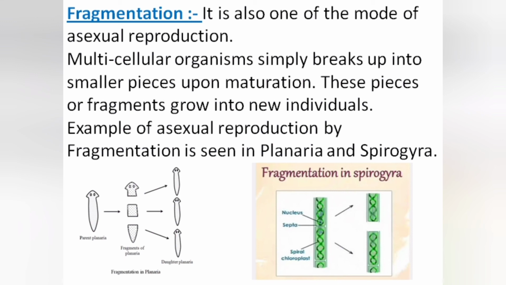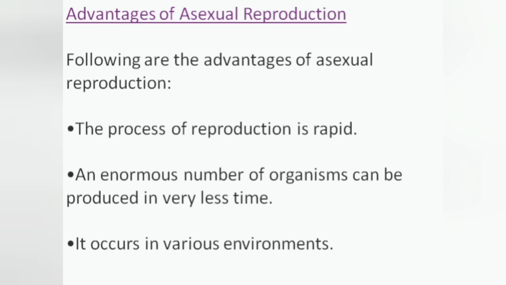Students, now we will discuss advantages of asexual reproduction. Following are the advantages of asexual reproduction. First, the process of reproduction is rapid, meaning it is a very fast reaction. Second, an enormous number of organisms can be produced in very little time. It means that in asexual reproduction, a very large number of babies will be born in a short time. Third, it occurs in various environments.